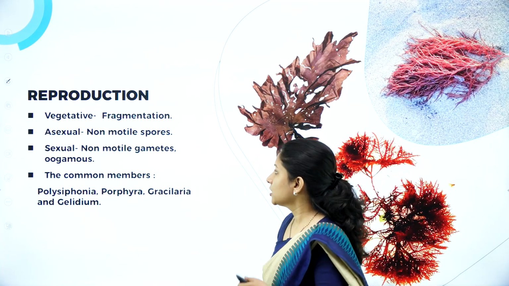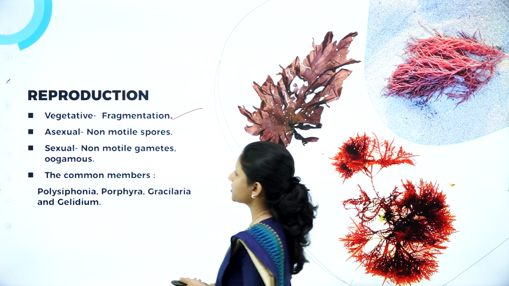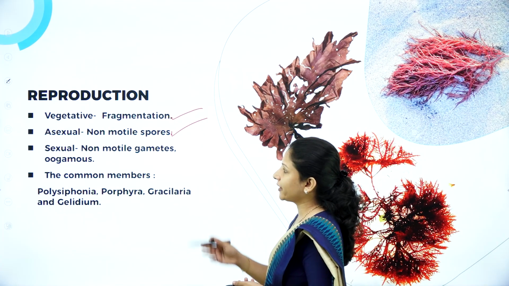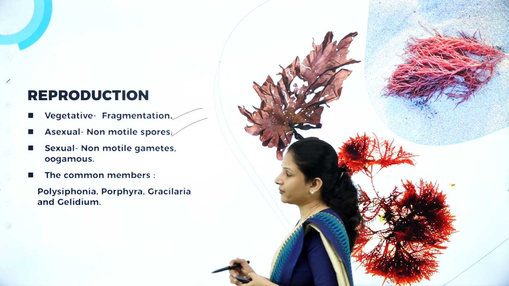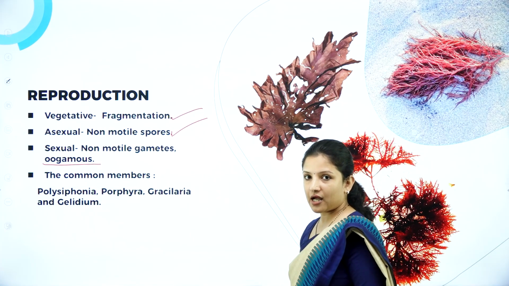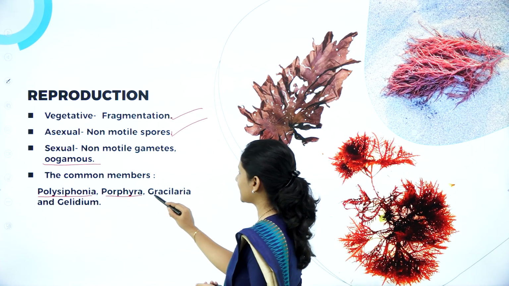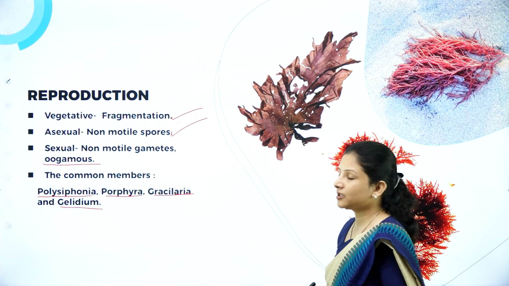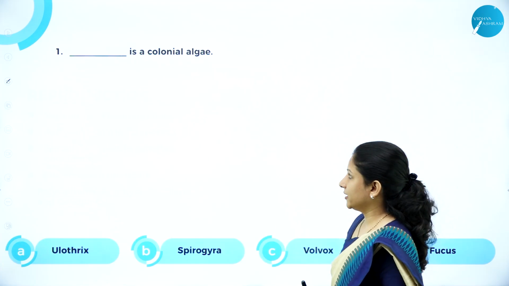Their reproduction can be vegetative, asexual and sexual. Vegetative by fragmentation, asexual by non-motile spores, and sexual by non-motile gametes, wherein it is oogamous. Some of the examples for red algae or Rhodophyceae are Polysiphonia, Porphyra, Gracilaria and Gelidium. Gracilaria and Gelidium we studied, right? They are used in making agar. So these are some of the red algae.